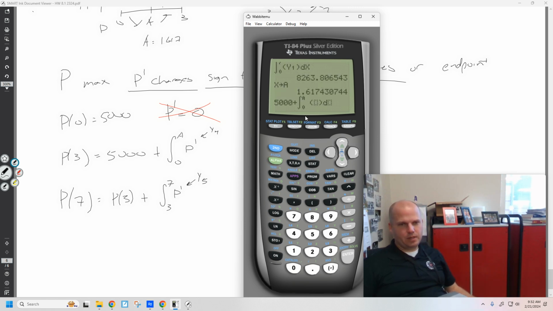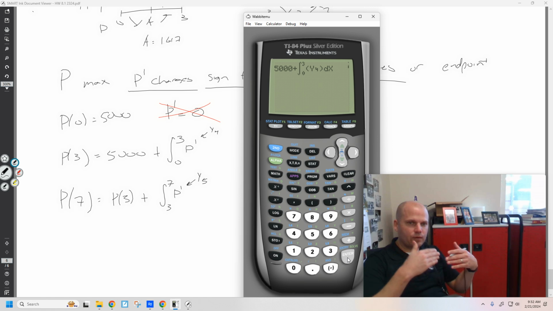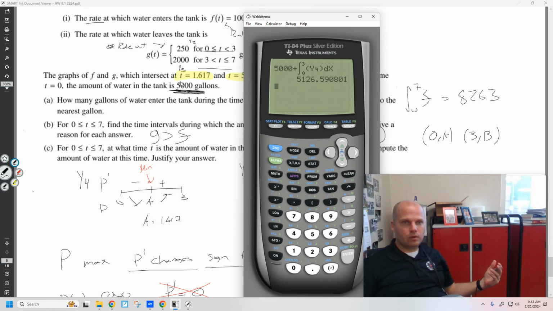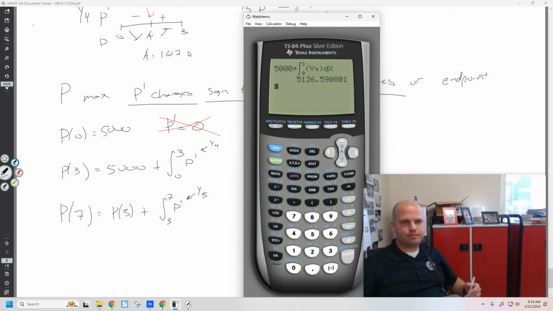I didn't find B. I don't need to find B. Why am I doing A? Come on, Mr. Messner. We're going from 0 to 3. We are bypassing A. Thank you. Of P prime, that P prime. Again, you could split this up. You could have 0 to 3 of F, and then minus 0 to 3 of 250, which is 750.